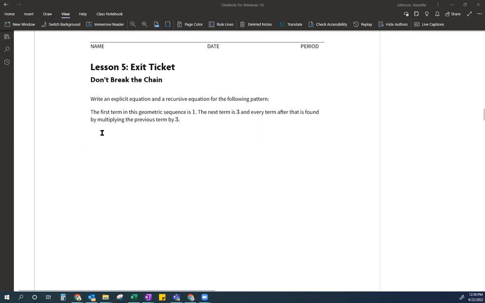Okay, so here it says the first term in this geometric sequence. Oh, it's a geometric sequence. Very cool. Because it's a geometric sequence, that should tell you a couple of things, right? In the chat, can you tell me one of the things that you know because it's a geometric sequence?